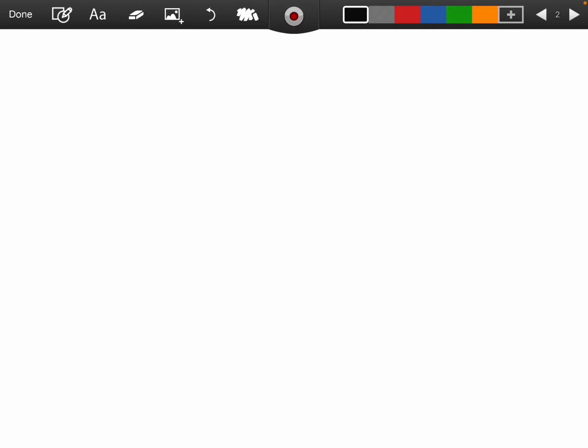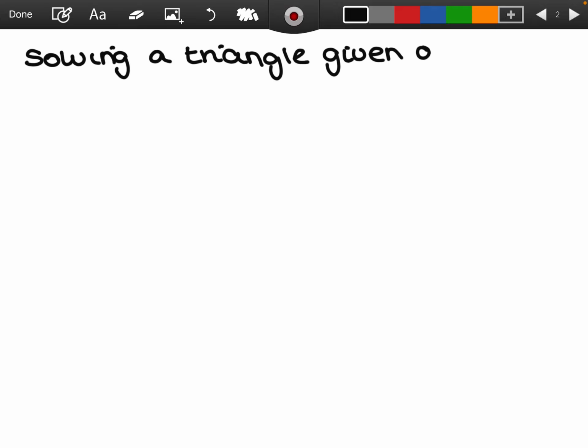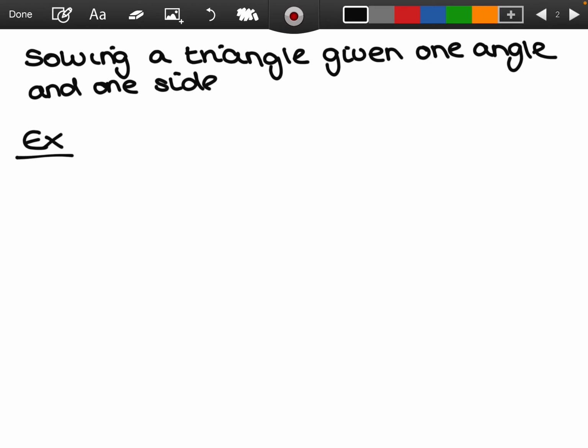The next type of example that I want to look at is where you are given one angle and one side. Now this will be one angle that isn't the right angle. The right angle you will know. It is another angle that isn't the right angle. So technically you have two angles in your triangle plus a side.